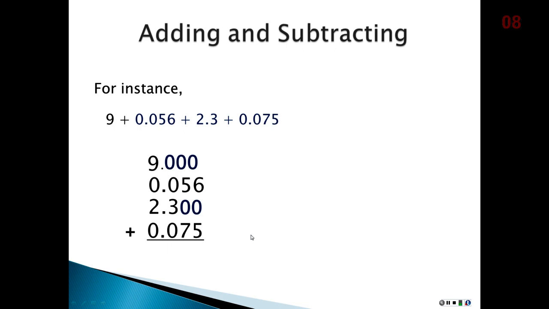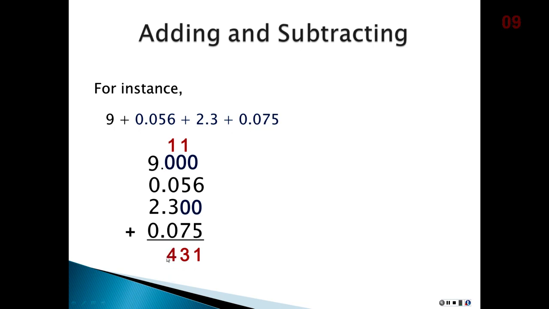Now it makes it much easier for me to add. So when you need to have the understood 0, go ahead and put it there. It will help guide you. Line everything up by the decimal point like buttons on a shirt. So let's start at the far right column. What is 6 plus 5? 11, carry the 1. And then what is 1 plus 5 plus 7? 13, carry the 1. And then 1 plus 0 plus 0 plus 3.